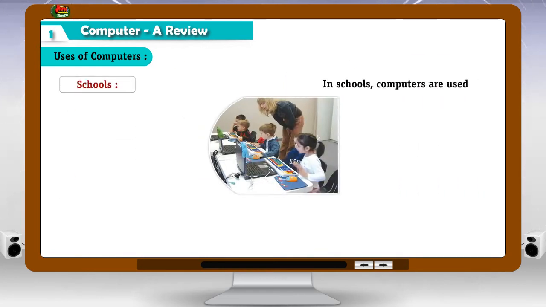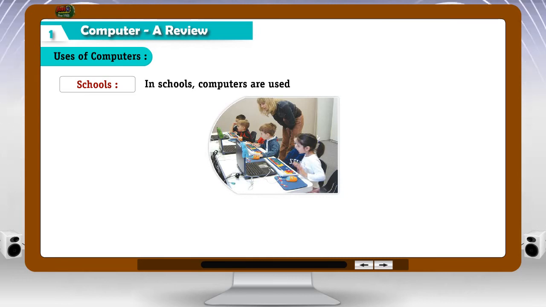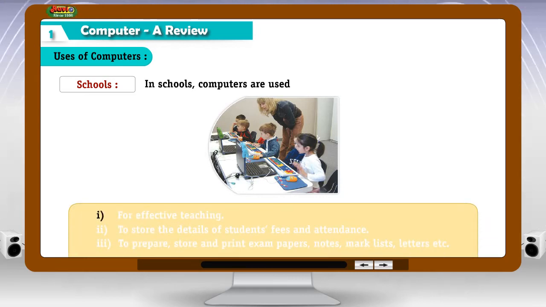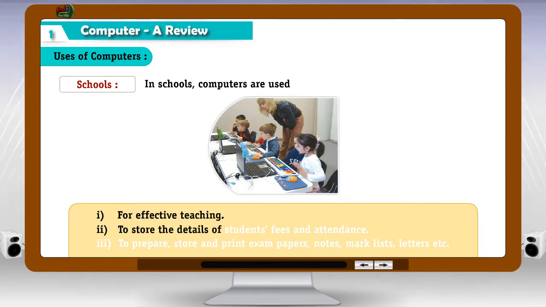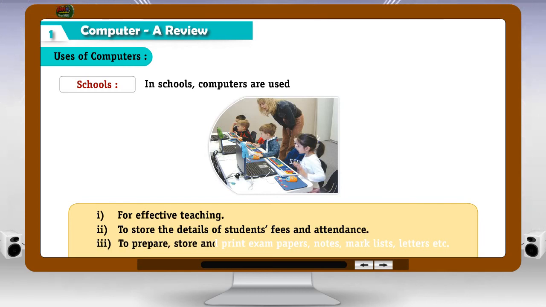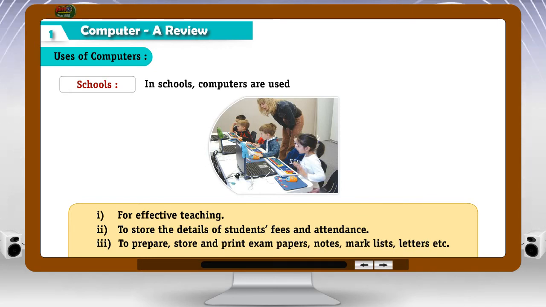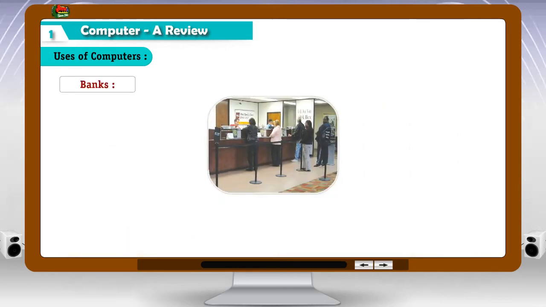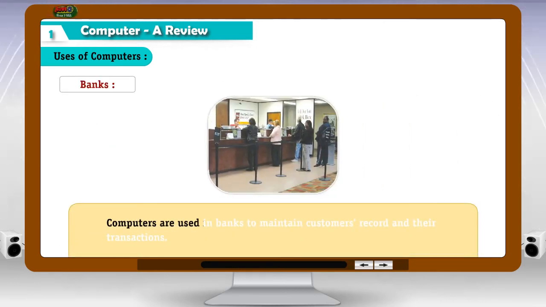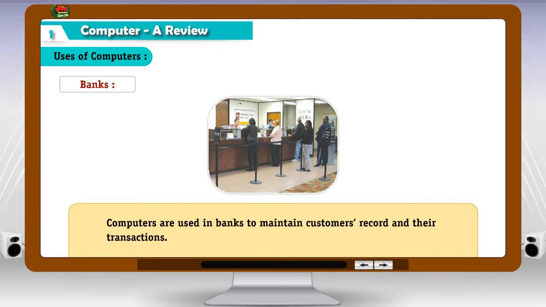School. In schools, computers are used 1. For effective teaching, 2. To store the details of students' fees and attendance, 3. To prepare, store, and print exam papers, notes, mark lists, letters, etc. Banks. Computers are used in banks to maintain customers' record and their transactions.